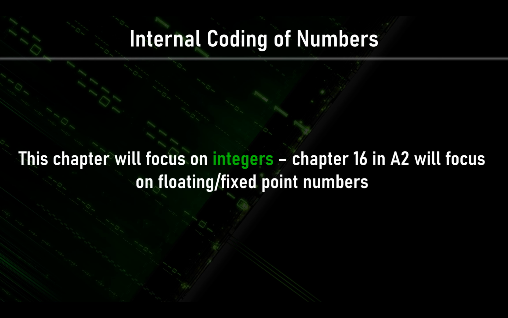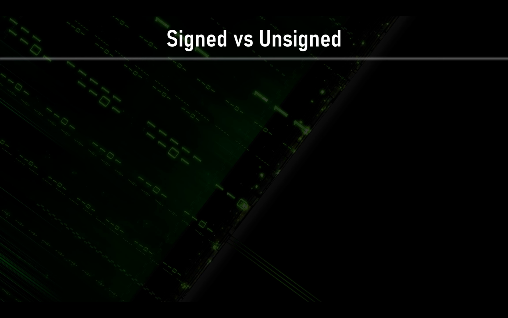This chapter is just going to focus on integers. Chapter 16 in A2 will focus on floating or fixed point numbers. And remember we said floating or fixed point, we can also write that as a real, so of course just a decimal number.